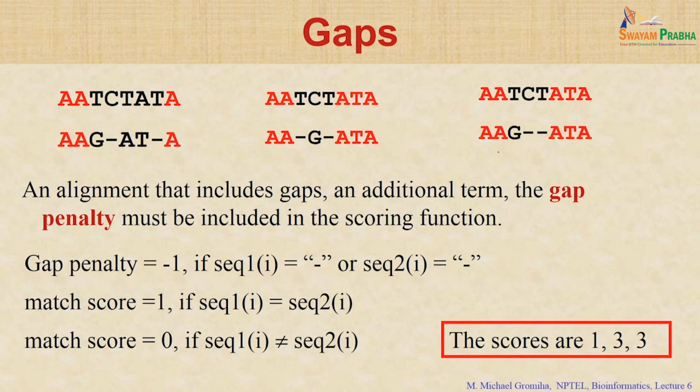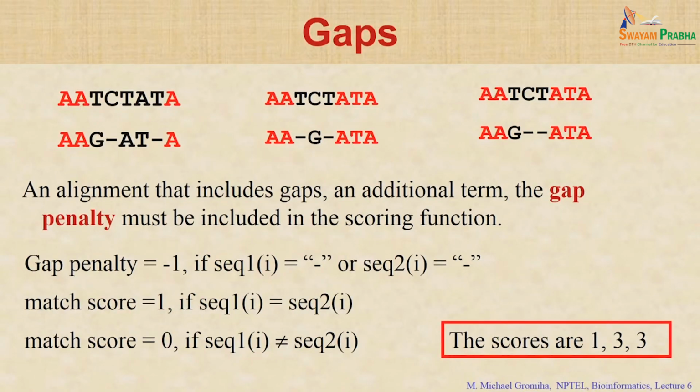So, here we have to give a penalty. In the previous alignment we gave the match score and the mismatch score. In this case, we have the gap, so we need to introduce a gap penalty. Here I put minus 1 if there is a dash either in the first sequence or in the second sequence. The match score is 1, the same as before, if sequence 1 is equal to sequence 2. If there is a mismatch, you can put a mismatch score if sequence 1 is not equal to sequence 2.